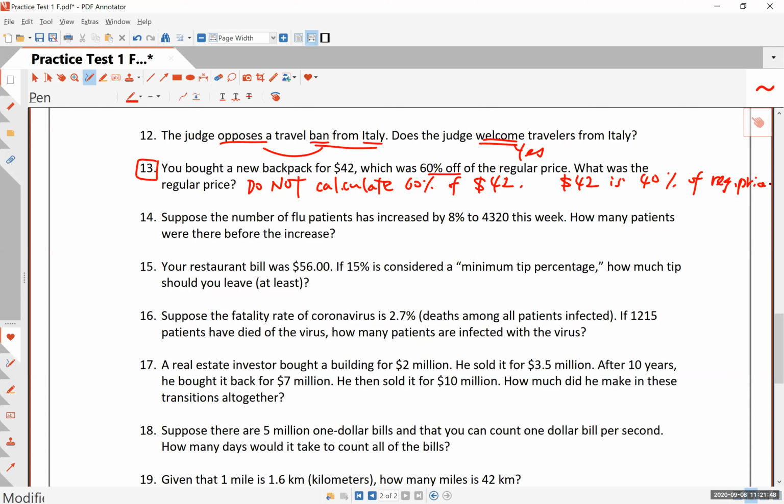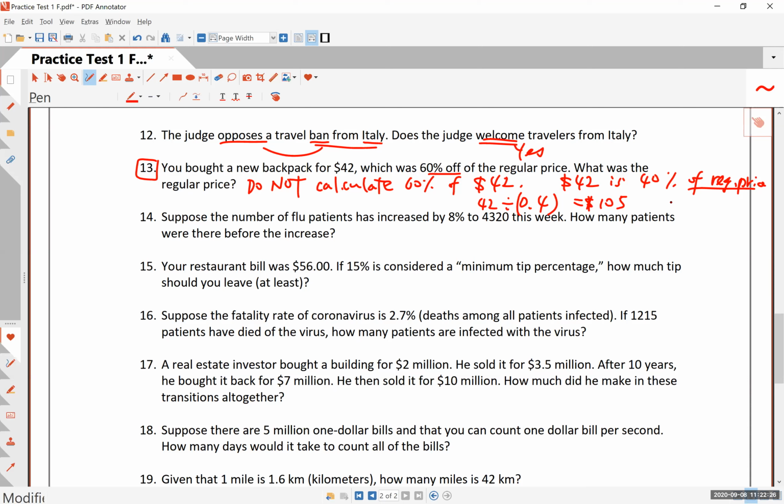The question here is, $42 is 40% of what? So you're looking for the reference number. The way to find the reference number is to divide that part, $42, by the percentage written in decimal form, which is 0.4. So it's 42 divided by 0.4, and it turns out to be 105. $105 is what the regular price was.